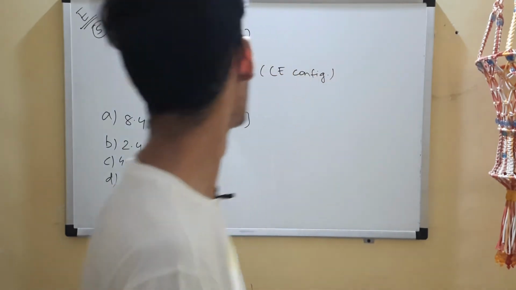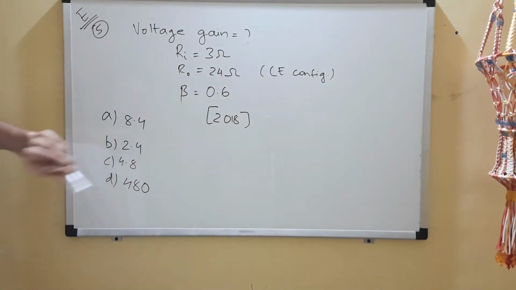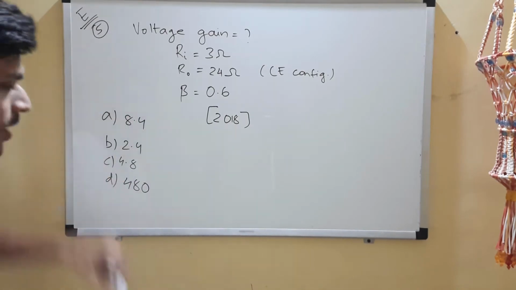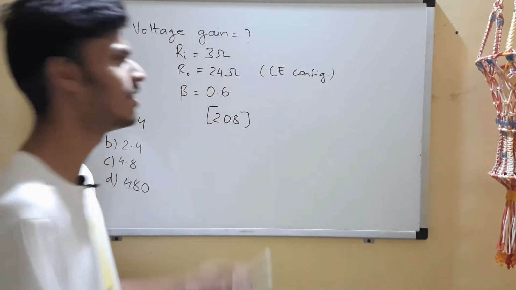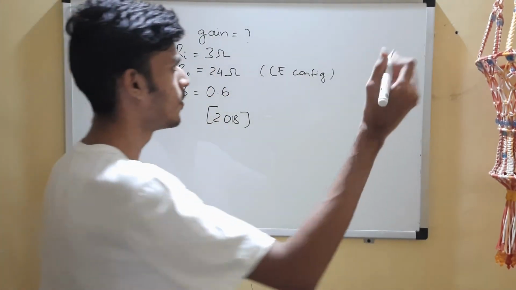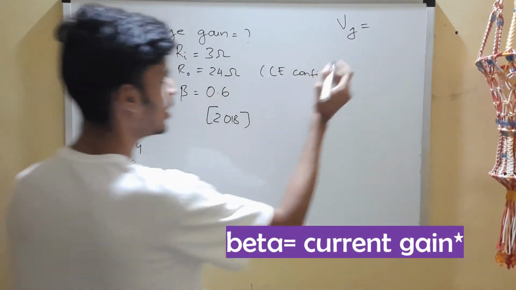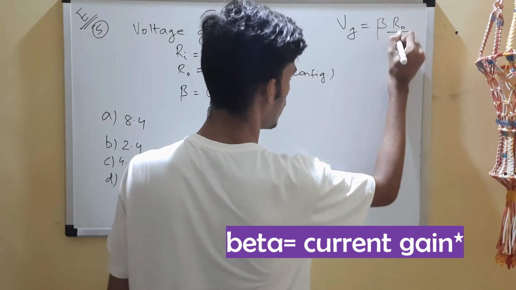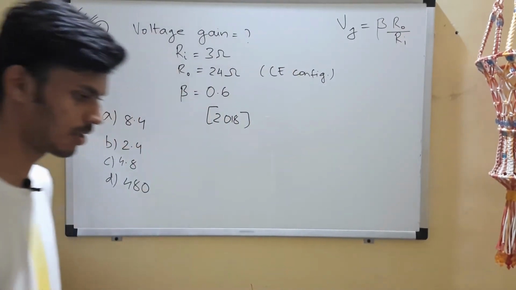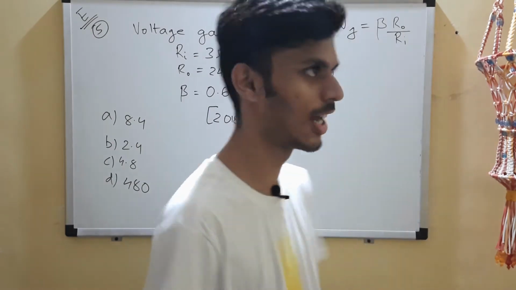Okay, so in question 5 you are asked for voltage gain, and the input resistance is given, output resistance is also given, beta, the current gain is also given. Okay, this is CE configuration, find the voltage gain. Now some of you might directly know the formula that voltage gain will be beta into RO, the output resistance, by the input resistance. Okay, some of you might directly know that formula, go ahead and apply it, you will reach the correct answer.